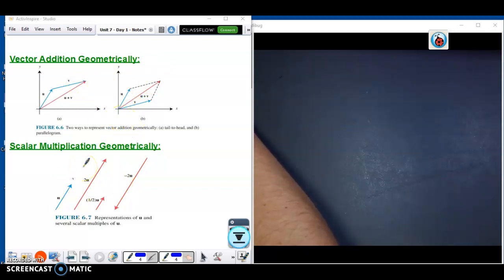Now the scalar makes sense. If you had u and you double it, it should be twice as long. Okay, if you halve it, it should be half as long. If you multiply it by a negative, so if we have 2u and you multiply it by a negative, -2u, it should be the same vector, it should just be going the opposite direction. So this is just graphically what's happening, what we did on the last example.